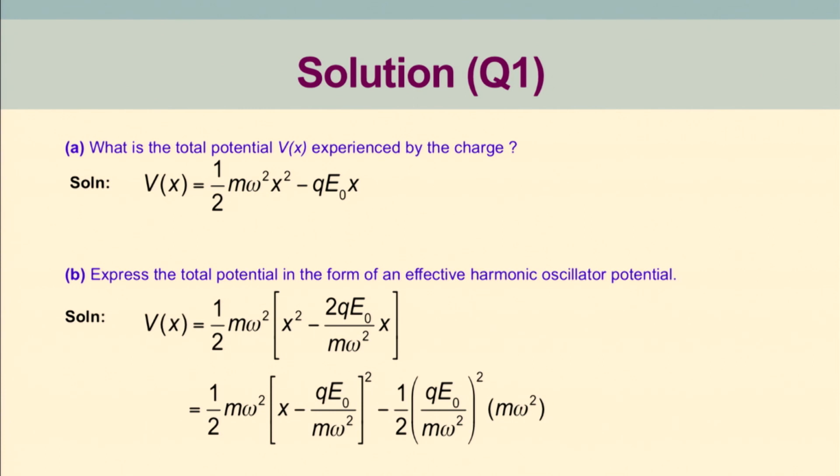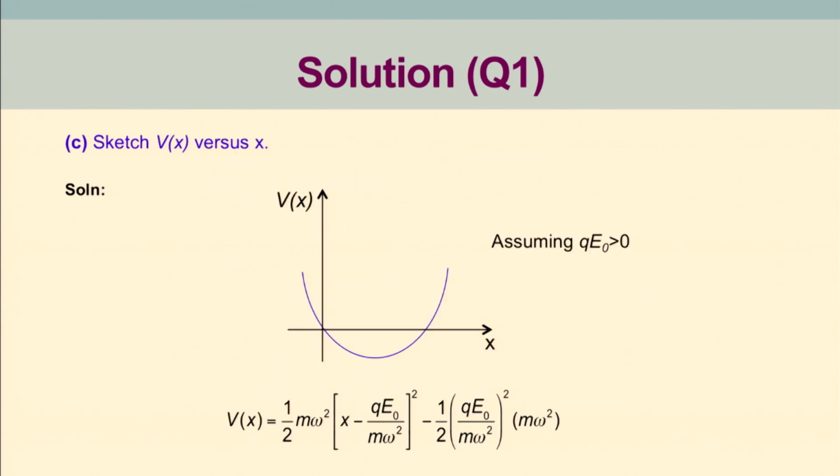As you can see, I have just taken half m omega squared common from here, and eventually I wrote it as x minus q E0 by m omega squared, whole squared. And then there is a term which is independent of x, which is like a constant scalar. So this potential can be visualized as a displaced harmonic oscillator potential, displaced by x equal to q E0 by m omega squared, and then there is a shift in the potential value. This is what I have sketched here.